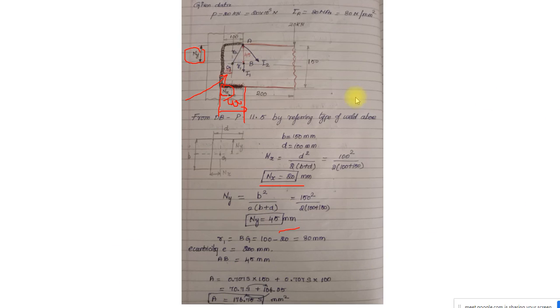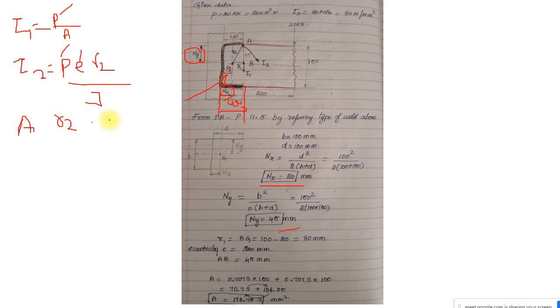Okay, so we need three formulas in order. We are in an eccentricity problem. One is sigma 1 is equal to load by area, which is a normal or direct stress. Sigma 2 is the shear stress due to turning moment, or a secondary stress, which is nothing but P into E into R2 divided by J. So here I have the P value, I have the eccentricity value. I need to find out A, I need to find out R2, I need to find out J.